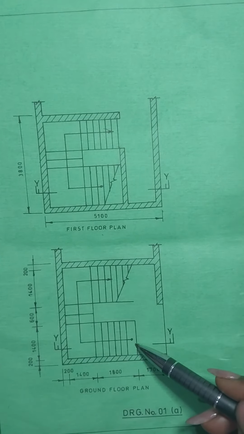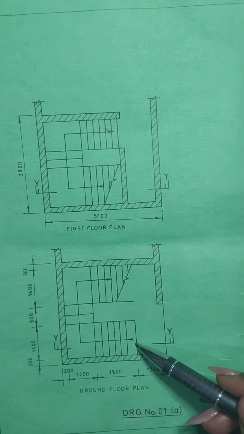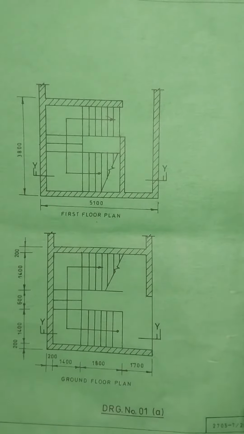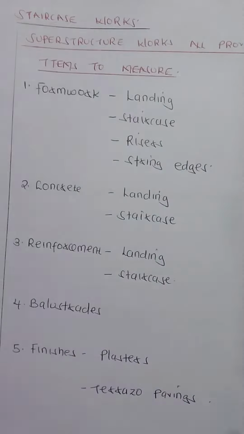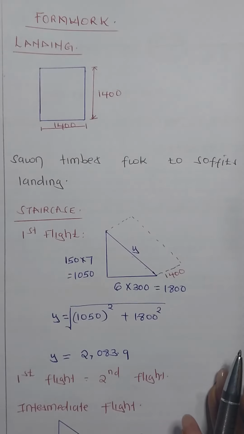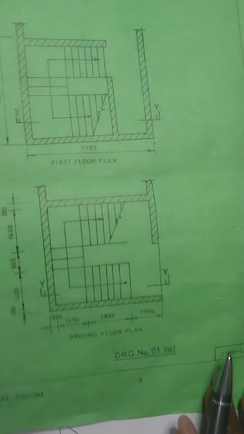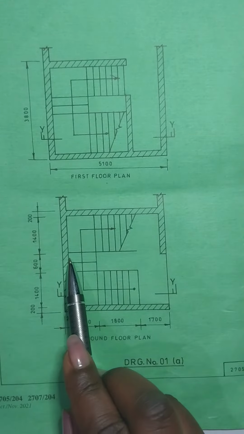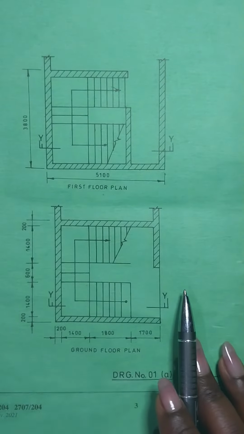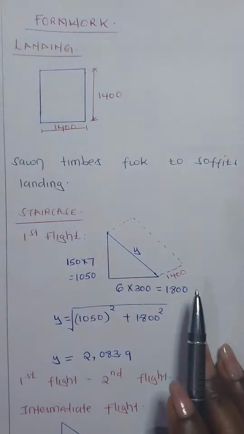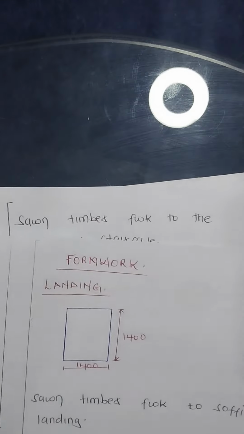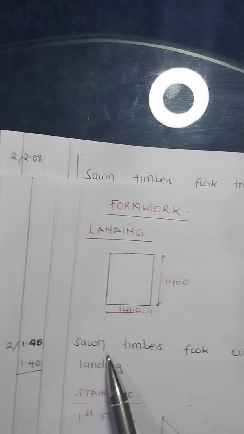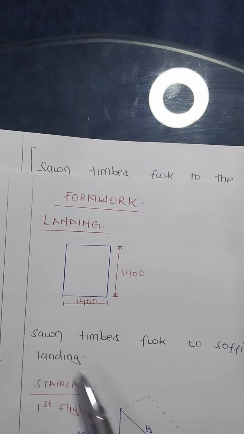And then we're also going to look at the formwork for the treads and for the risers and also for the string or for the waist. Now what is the length of that landing and the width? We've been shown it's 1400 by 1400. So we need that length and the width. So we say the length is 1400 by 1400, but there are two. So we say sawn timber formwork to the soffits of the landing.